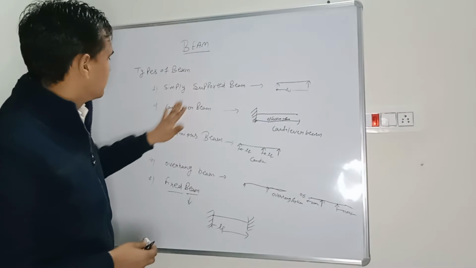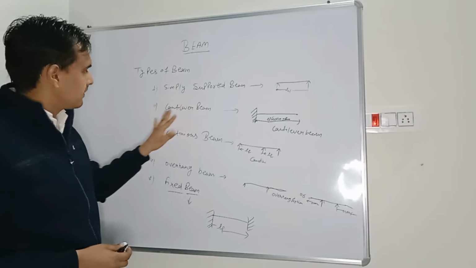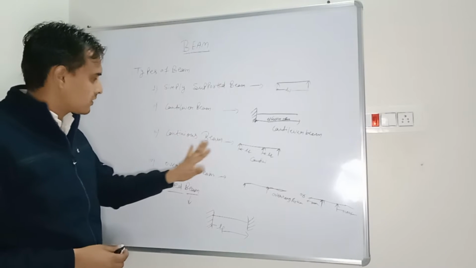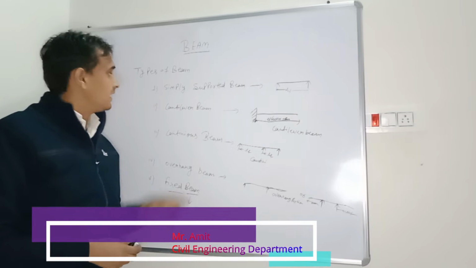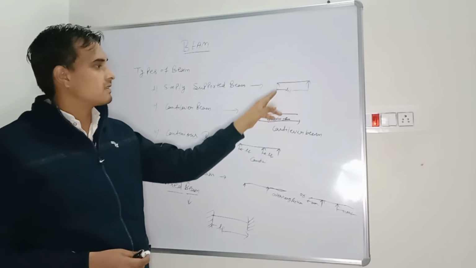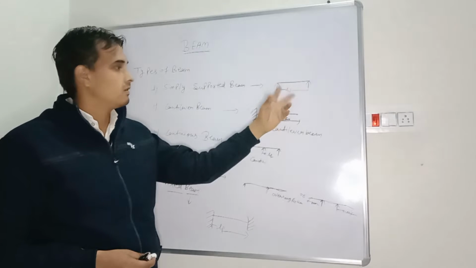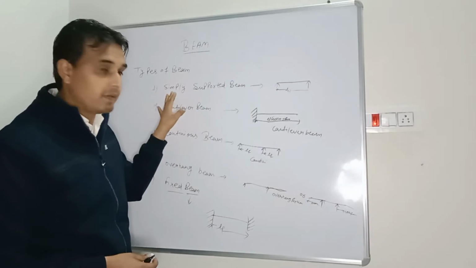And types of beam, different types of beam: simply supported beam, cantilever beam, continuous beam, overhang beam, and fixed beam. In the case of a simply supported beam, the beam is supported on two supports. This is known as a simply supported beam.